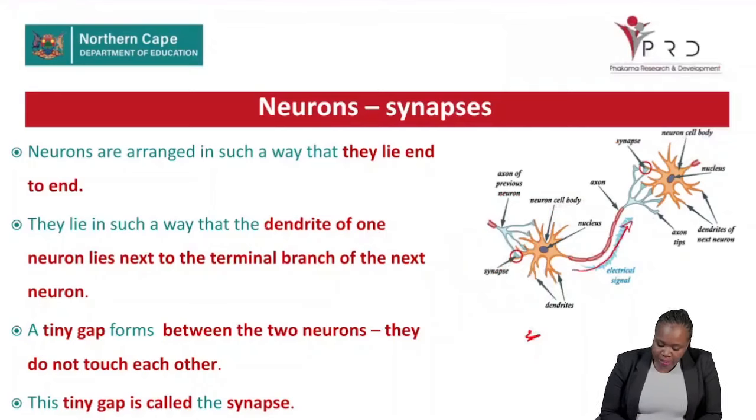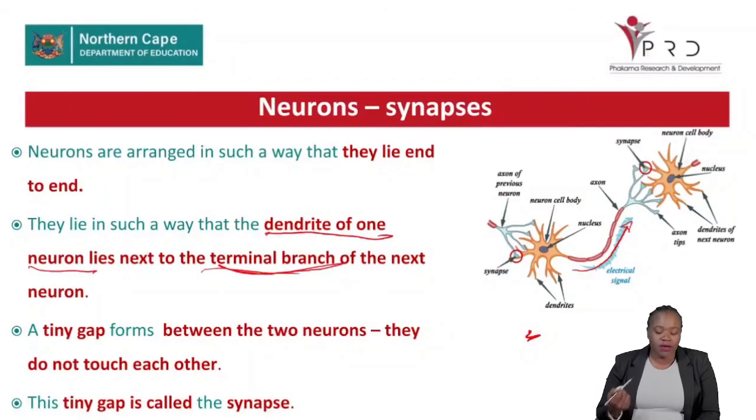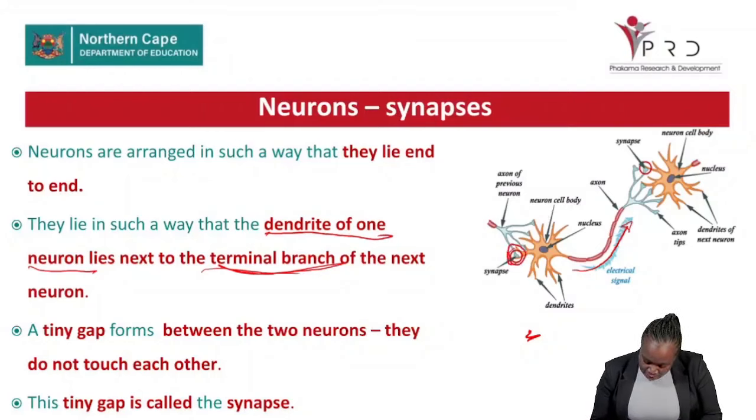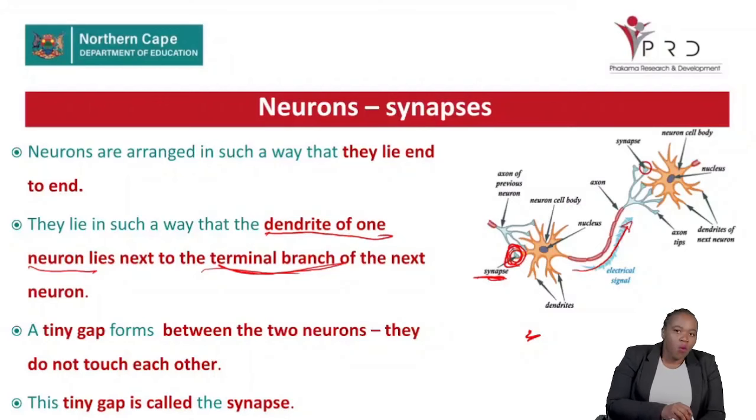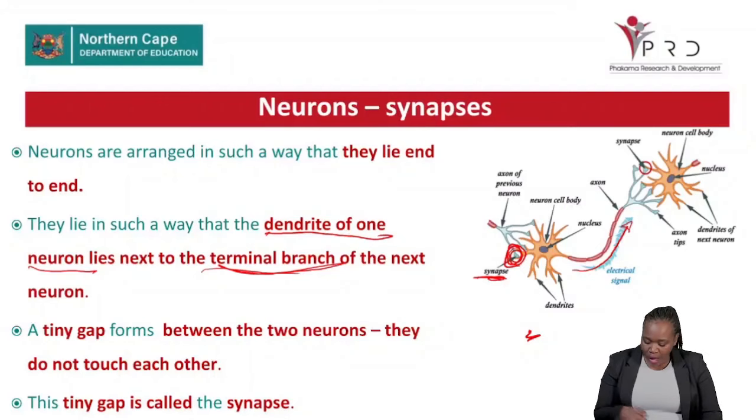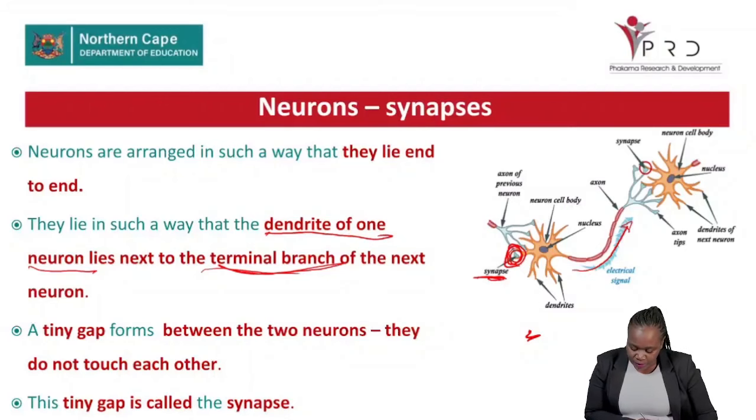So they lie next to each other such that the dendrite of one neuron lies next to the axon terminal, or the terminal branch of the next neuron. They don't touch each other. They just simply lie next to each other over here, and they form that gap between each other. There's a tiny gap, and that small gap is what we refer to as a synapse, right? At that synapse, this is a point whereby the impulse will be transmitted from one neuron to the next neuron. We are going to look at the transmission in a bit more detail just now, right?